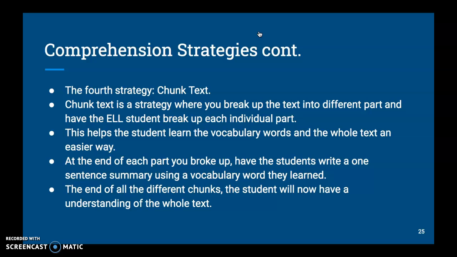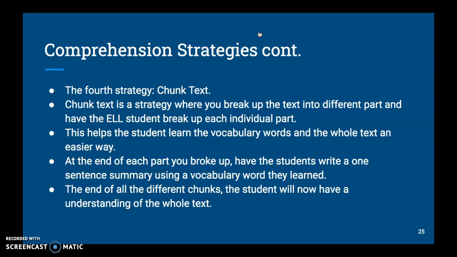Breaking up the text into different parts like this and only focusing on that part that you broke up for one whole day, and doing that each day until you're done with the whole text, helps ELL students tremendously. It helps you know where they are at and helps them understand and comprehend, and it does not overwhelm them with the full and whole text where they probably wouldn't comprehend and understand the text as well as when you break it up.